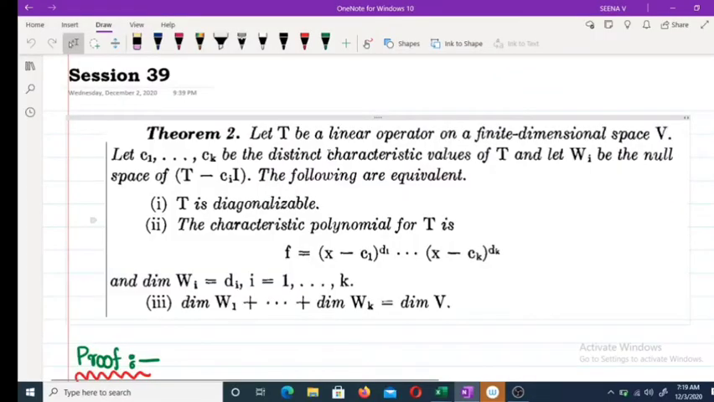Hi, good morning. Today we are going to discuss one theorem. In the last class we discussed one lemma. Just recall what our lemma was.